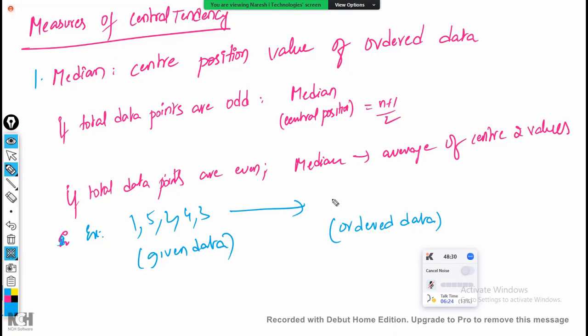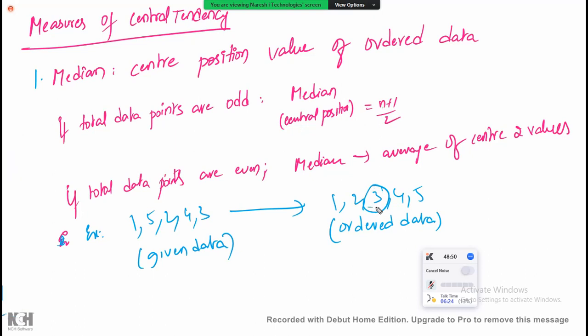So I'm going to take the ascending order: 1, 2, 3, 4, 5. Since the total number of data points is odd, meaning 5 data points, the center position value is 5 plus 1 divided by 2. That is 5 plus 1, 6, 6 by 2, so the third position is my center position value.